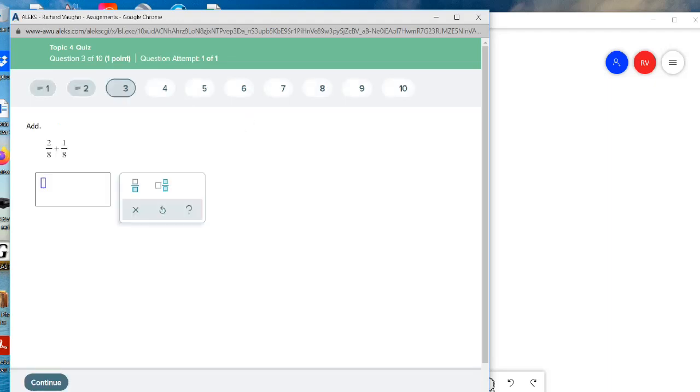Here we're adding two fractions together. They have a common denominator already, so I can just simply add the numerators. 2 plus 1 is 3. Over the 8, it doesn't reduce, and therefore I'm done.